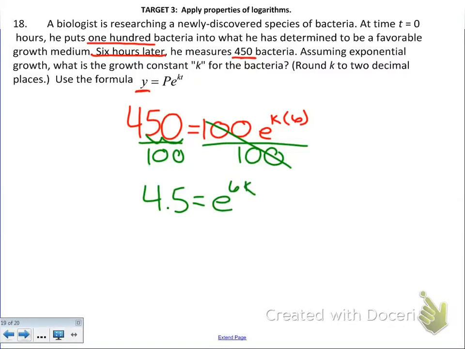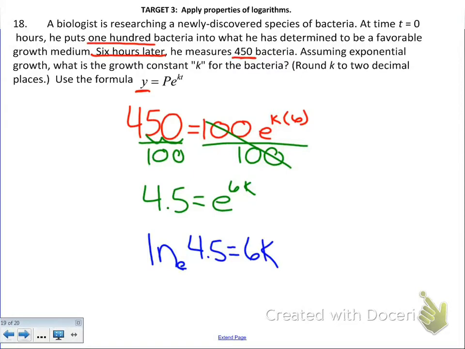Wow, that looks like a log problem. Maybe we should write it as a log. Well, it's a base of e, so that means we're going to use the natural log. Again, you don't write the base e, but maybe to help you remember, I'm going to write it here. Natural log, base e, of 4.5 equals 6k. So, get your calculators out.